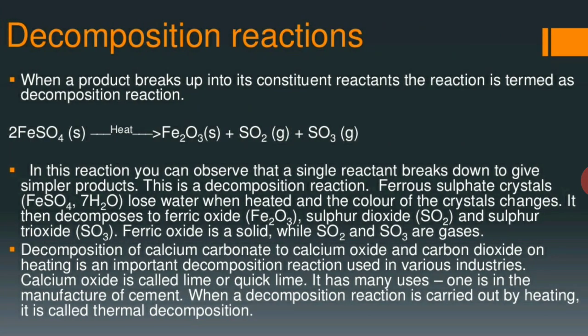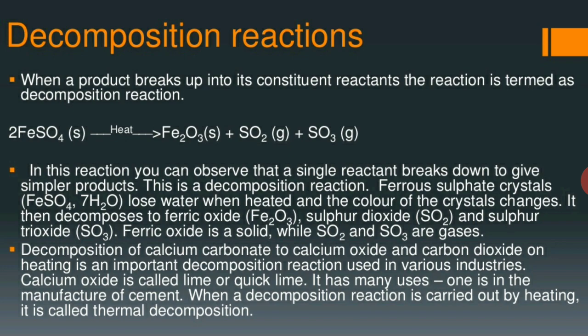Second type of chemical reaction, decomposition reaction. Decomposition reactions are actually just the opposite of combination reactions. In combination reactions, what we have learned, the simple reactants combine to form a single product. So here decomposition is just the opposite. When a single product breaks up into constituent reactants, or splits into many, the reaction is termed a decomposition reaction.